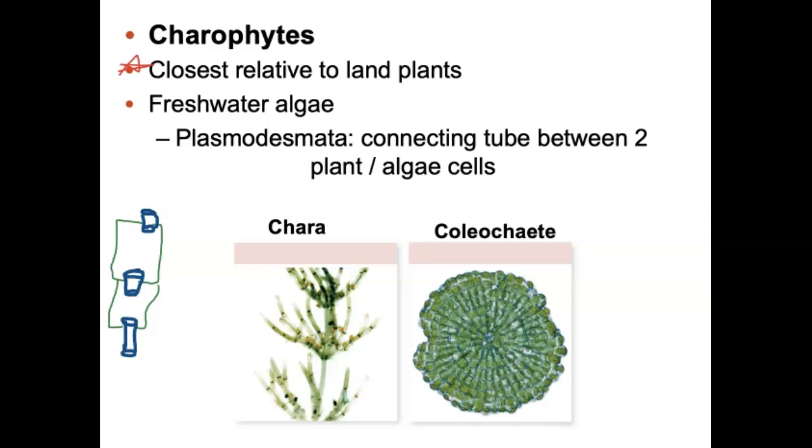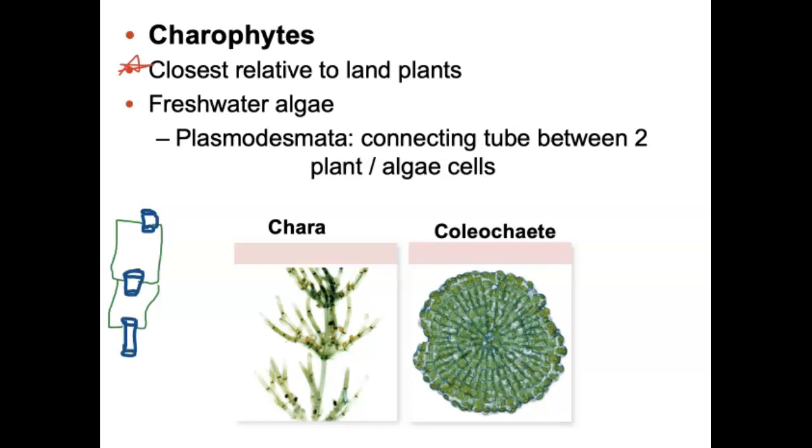Again, that's found in plants. The parallel in animals are things called gap junctions, but this is a pretty rare feature. We find them in plants, but we also find them in these cherophytes, which is why they are the relative to the land plants. So, okay.